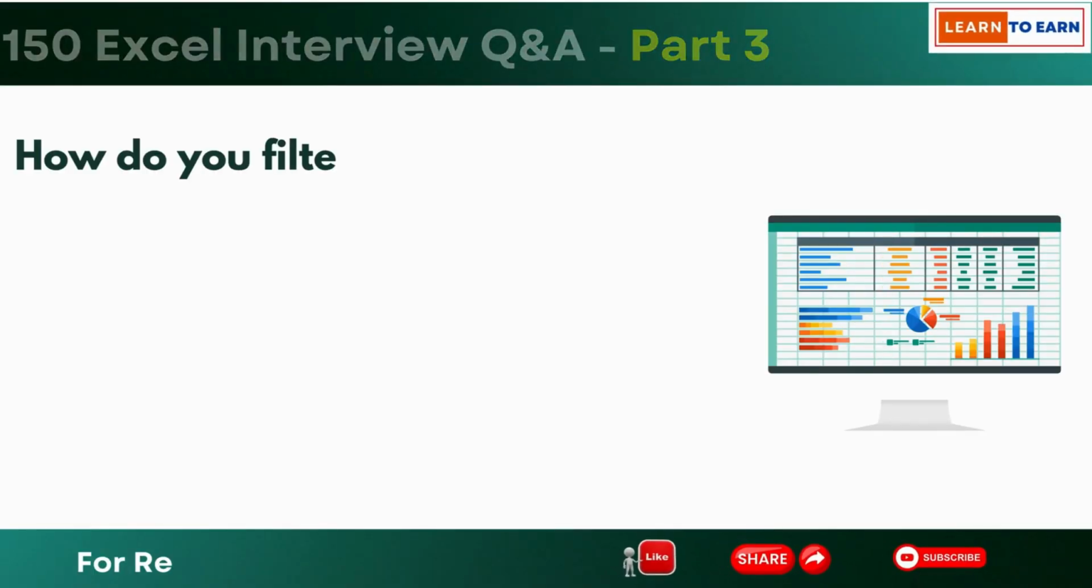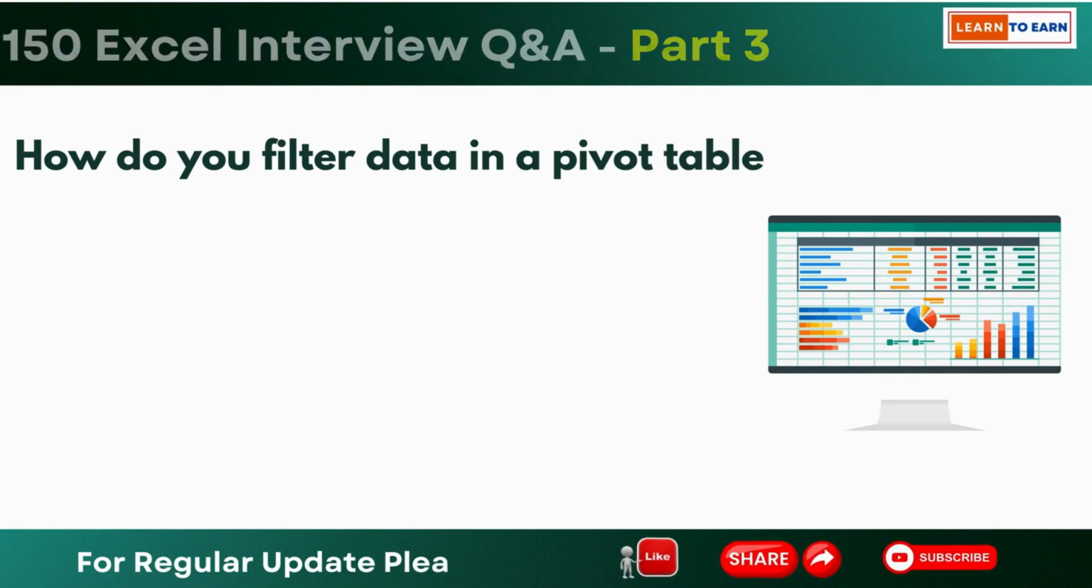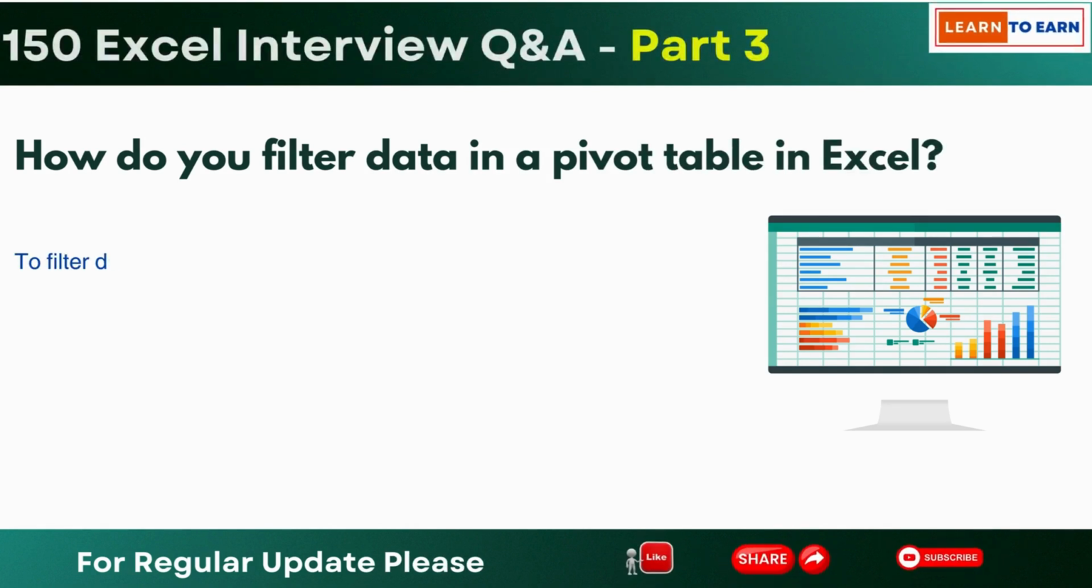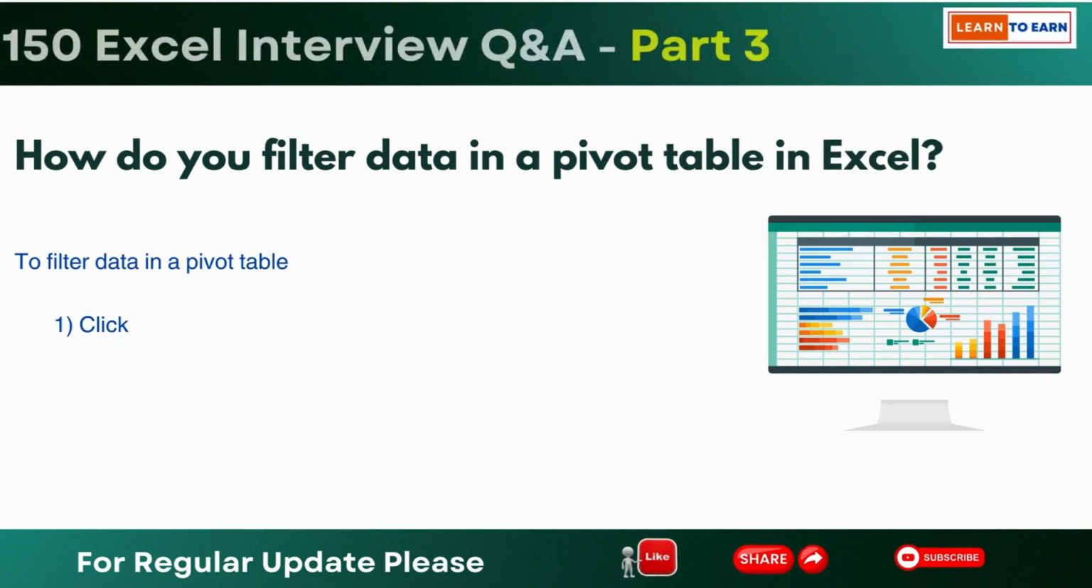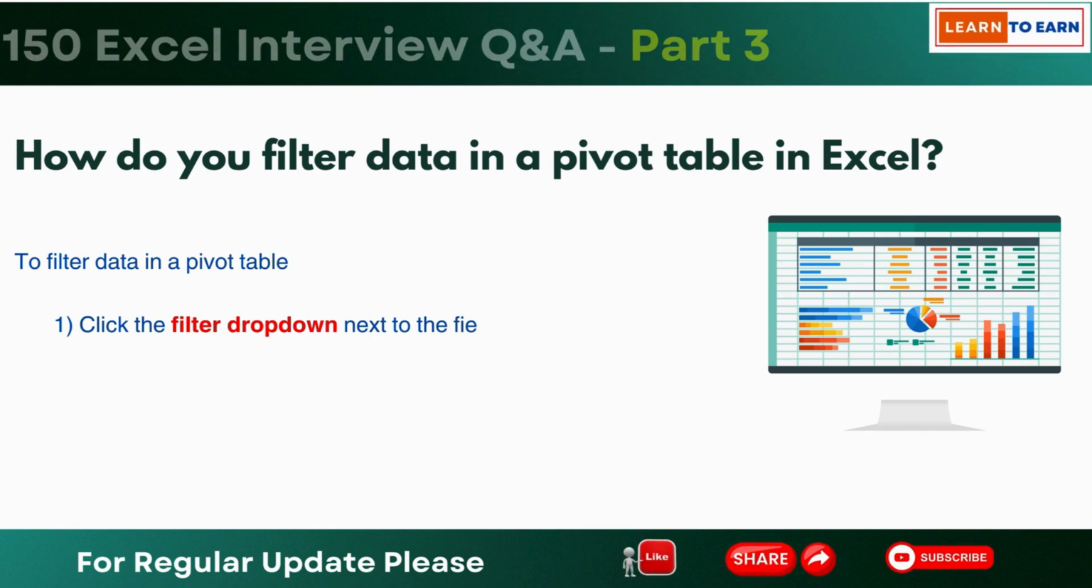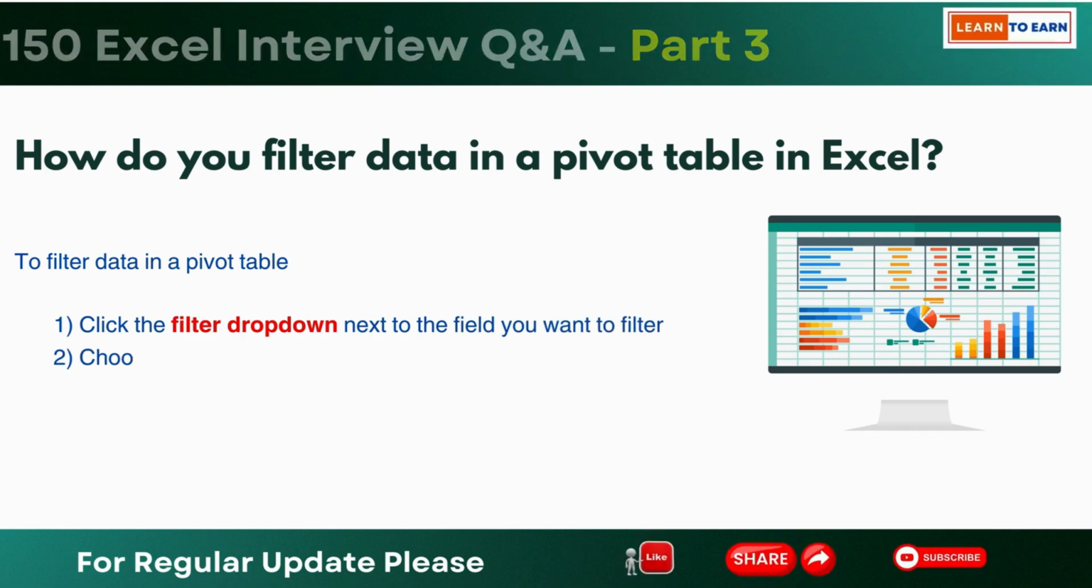How do you filter data in a pivot table in Excel? To filter data in a pivot table, click the Filter drop-down next to the field you want to filter and choose the desired filter criteria.